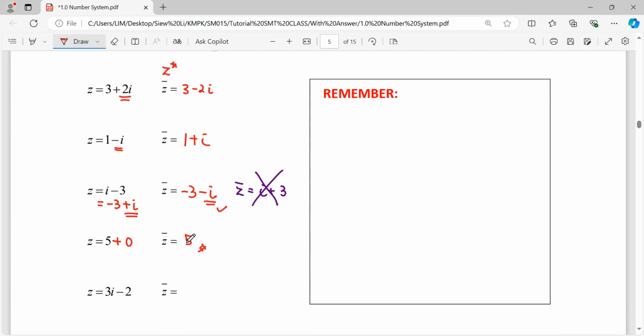Next example. Again, we can see our complex number here is not arranged in standard form. Let's arrange first. It starts with the real part, continues with the imaginary part. To get the complex conjugate, it will be negative 2, changing the imaginary part, it will become negative 3i.